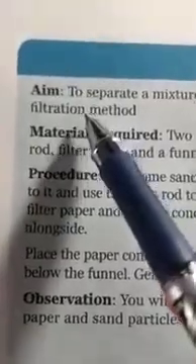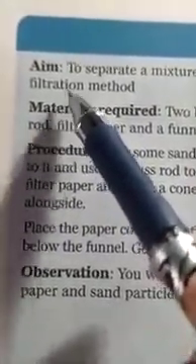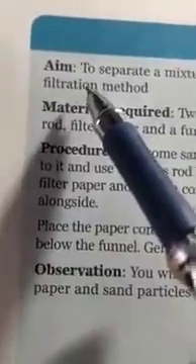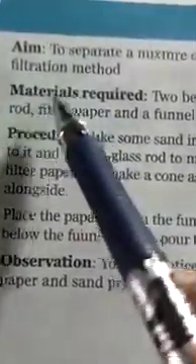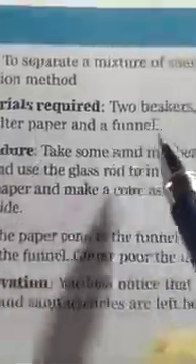Aim: to separate a mixture of sand and water using the filtration method. Dear students, we also discussed earlier the process of separating insoluble substances from a liquid using a filter. It is called the filtration method or filtration process. What are the materials required for this activity? Two beakers, sand, water, a glass rod, filter paper and a funnel.